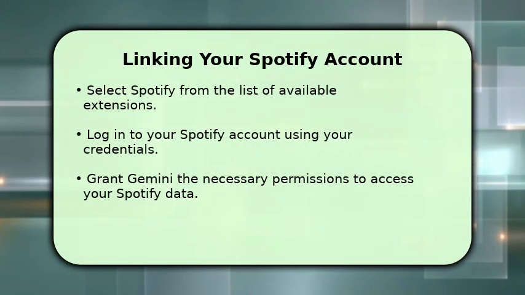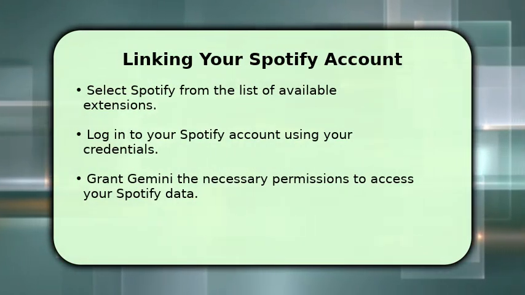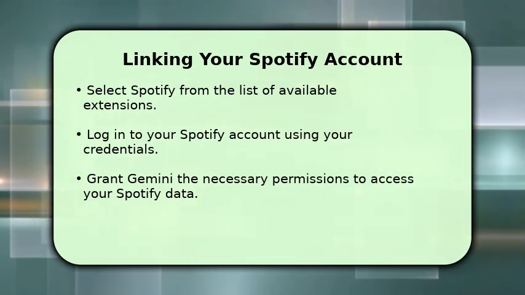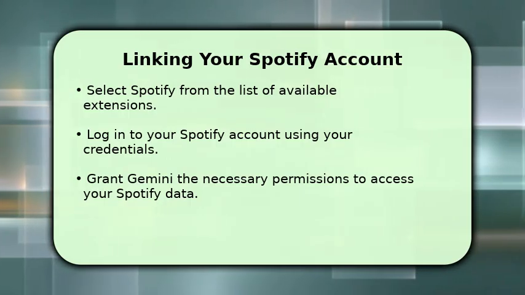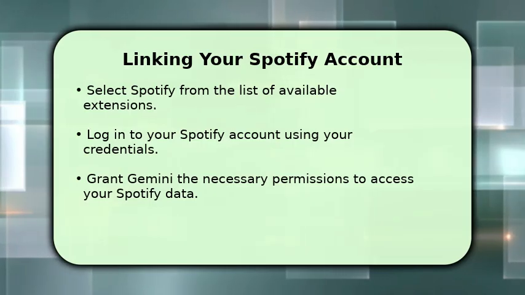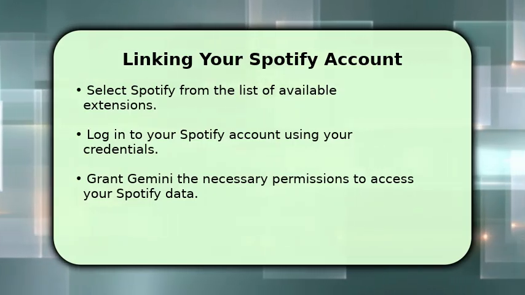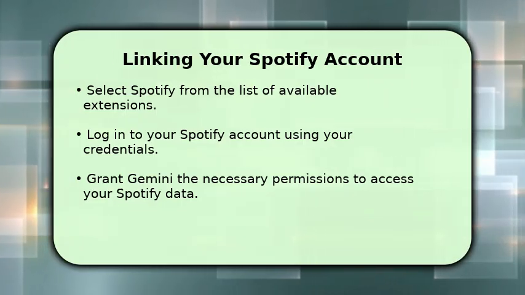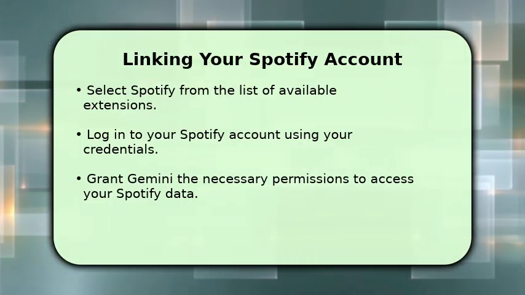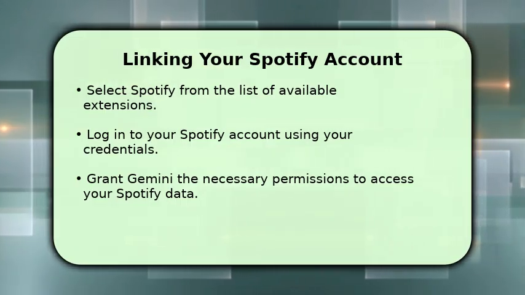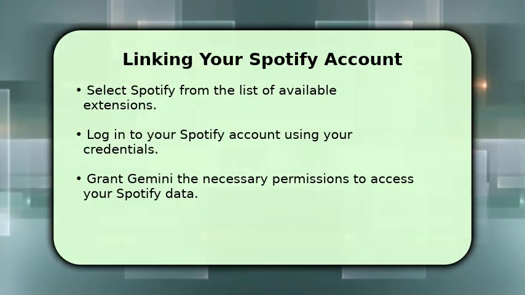Now, from the list of available extensions or services, find and select Spotify. You will then be prompted to log into your Spotify account. Enter your username and password carefully to ensure a successful connection. After logging in, Spotify will ask you to grant Gemini certain permissions, such as accessing your playlists and controlling playback. Review these permissions and confirm to proceed. This step is crucial for the integration to function correctly.